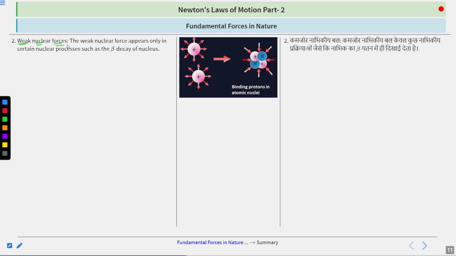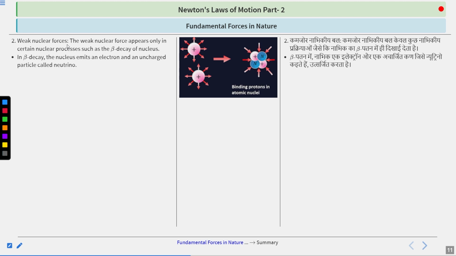The weak nuclear force appears only in certain nuclear processes such as the beta decay of a nucleus. In beta decay the nucleus emits an electron and an uncharged particle called a neutrino. These are neutral particles. Uncharged means they are neither positive nor negative. They are neutral or uncharged.